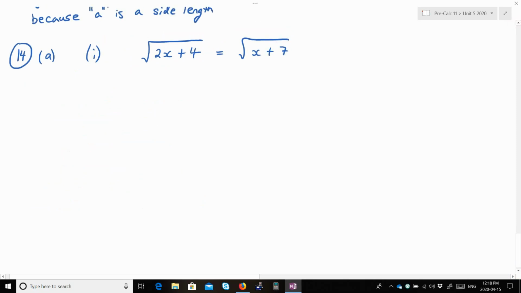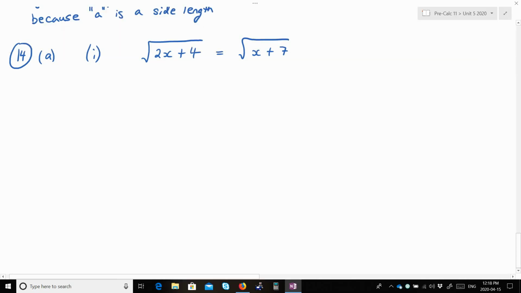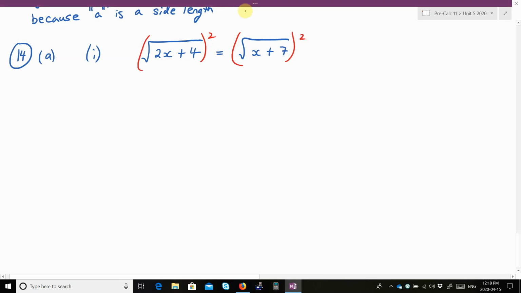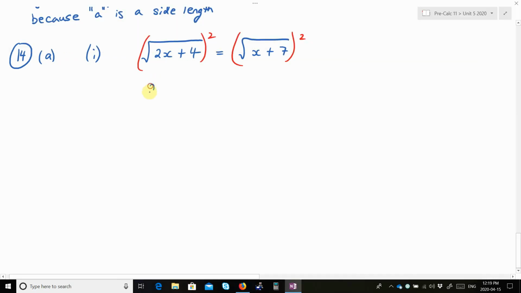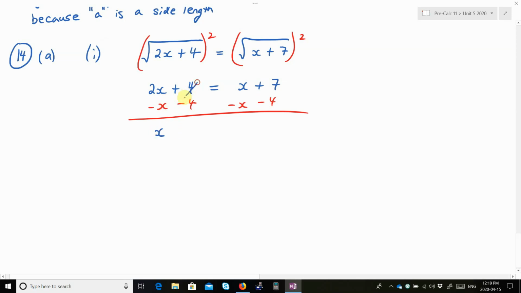Okay, so if you have a radical on each side of the equals sign, they're isolated on each side of their equal sign, so we can go straight to squaring both sides to get rid of the square roots. And we end up with 2x plus 4 equals x plus 7. And this is a linear equation because the highest power of x is x to the 1, so we want x's on the left, numbers on the right. 2x minus x is x. 7 minus 4 is 3.